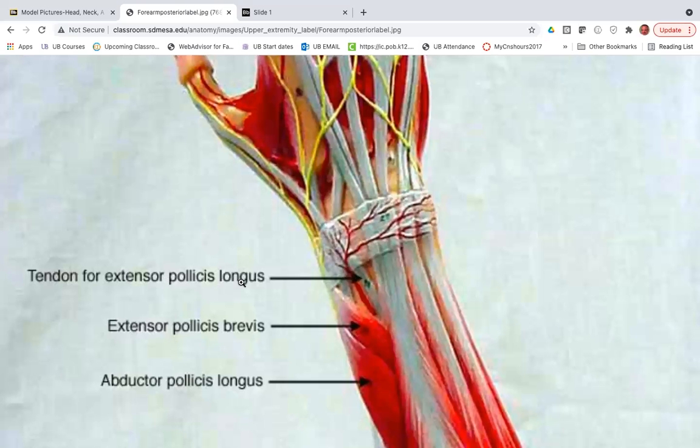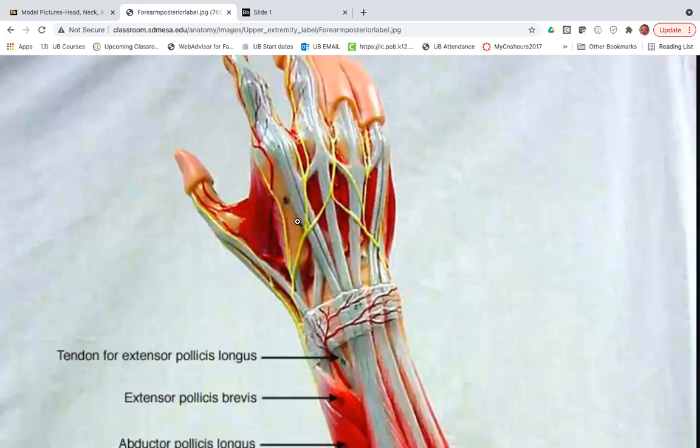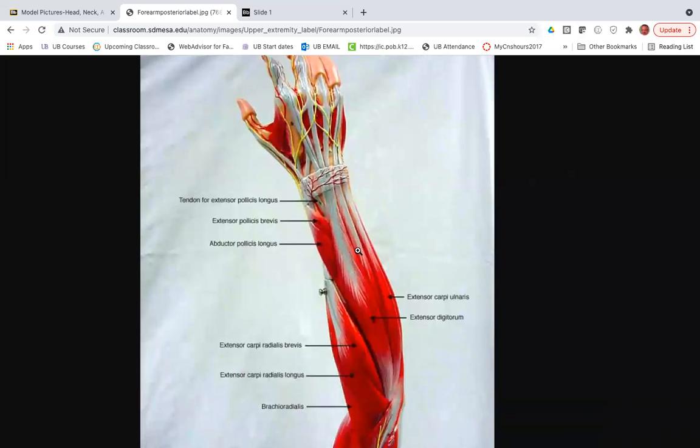So what are the extensor pollicis longus and extensor pollicis brevis going to do? They're going to extend the thumb. The action is in the name of the muscles, so some of these are kind of easy if you're asked for their actions. Again, all of these extensors are going to originate on the lateral epicondyle. Everything up here originates on the lateral epicondyle, not these, obviously. The finger muscles and the thumb muscles don't originate up here at the elbow.